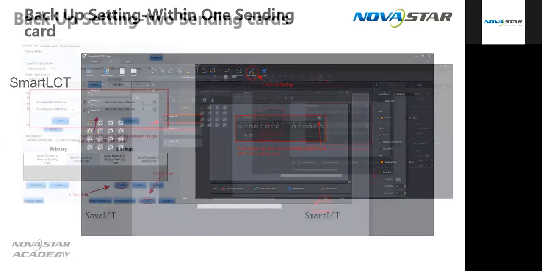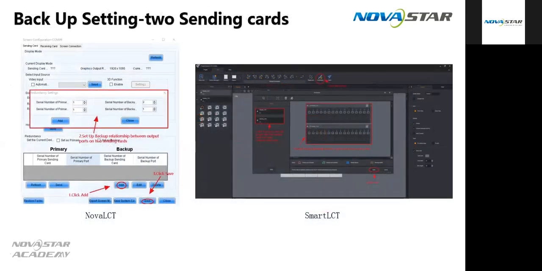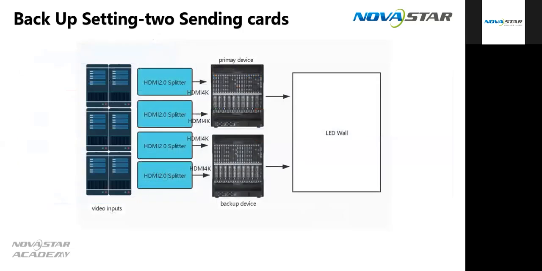And also we have solutions for two sending cards backup setting, and you can also do video signal backup. The first step is the same as one sending card backup: you have to set up the relationship between output ports in LCT or Smart LCT. And for video signal, if you are using a processor or video server to provide video signal, you have to use a signal splitter to divide the signal to two sending products.